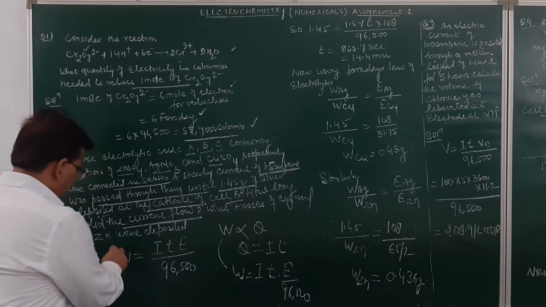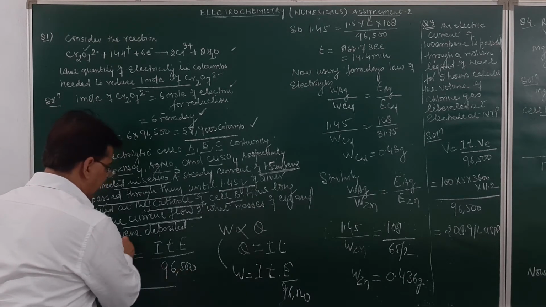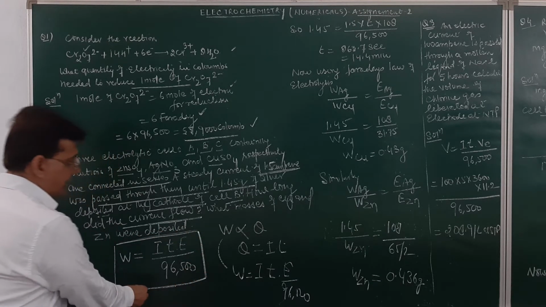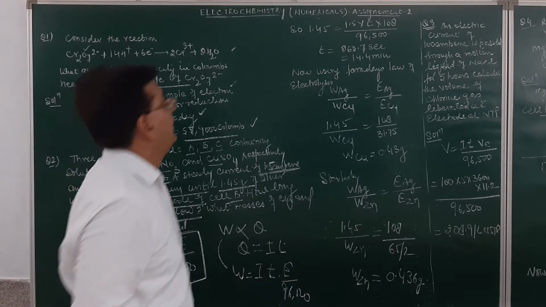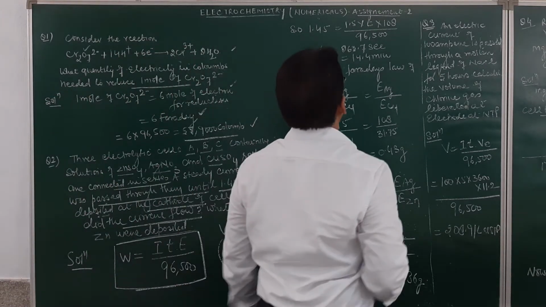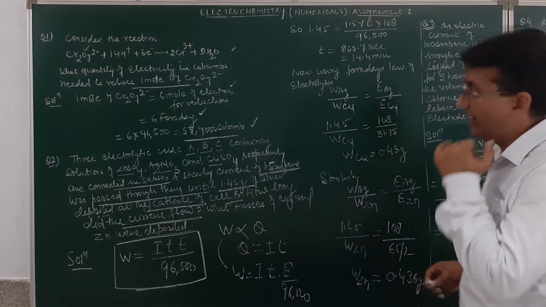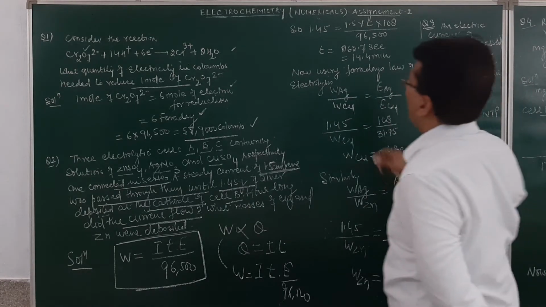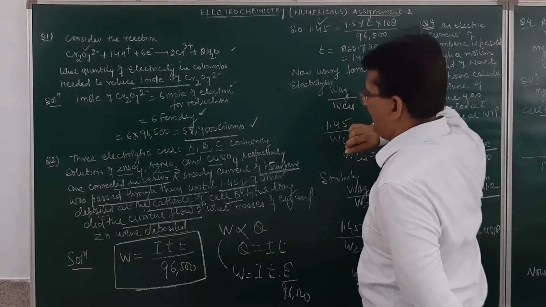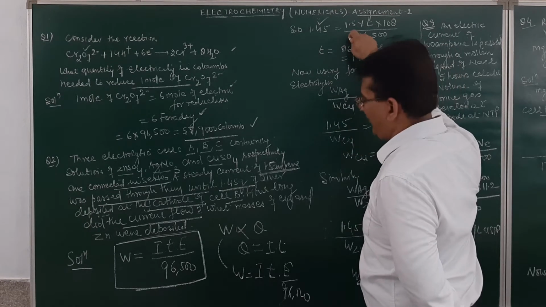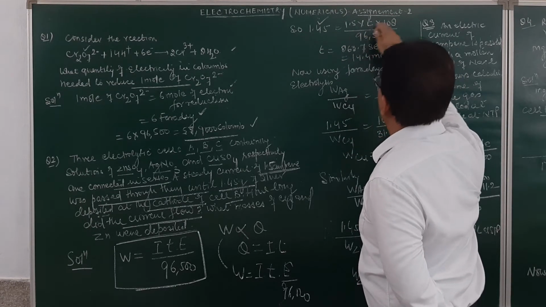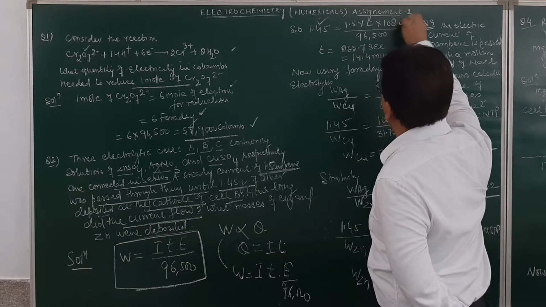Solving this, the formula will be W equal to I into T into E upon 96,500 coulomb. Now what is to be done? We have to find out the time which is required for the deposition. Mass of the substance deposited is 1.45 gram. Current passed is 1.5 into T. Equivalent mass of silver will be 108.